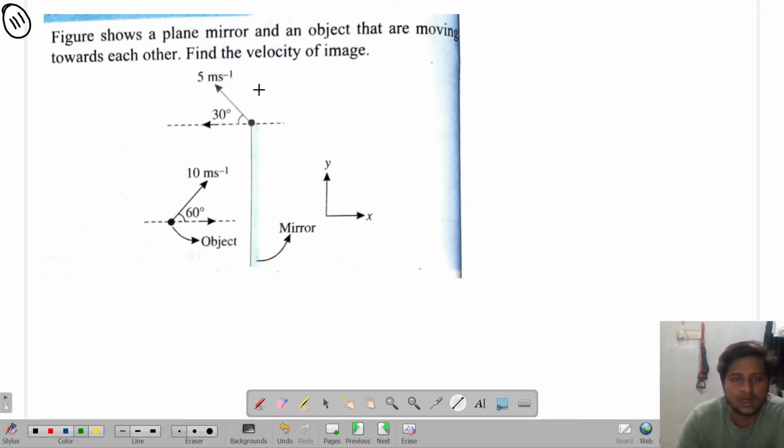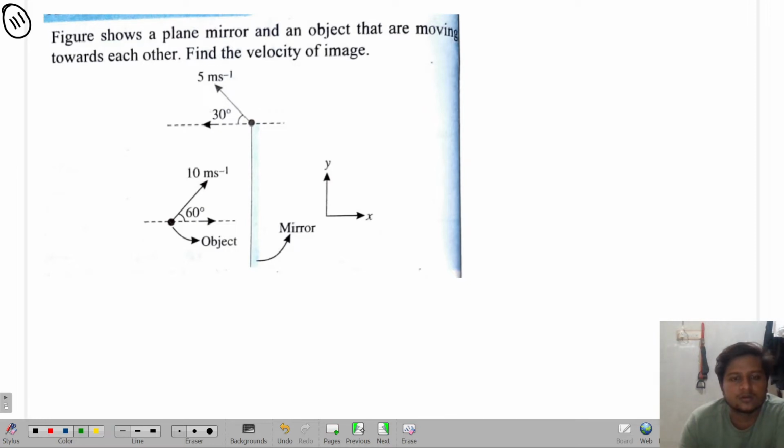Tell me, Gagan. Sir, I have a doubt. In this type of problem, sir, can we solve this like bringing the mirror into the rest frame, by adding another 5 meter per second velocity to the object in the direction of the mirror? But that will only give one component answer. What about another component?